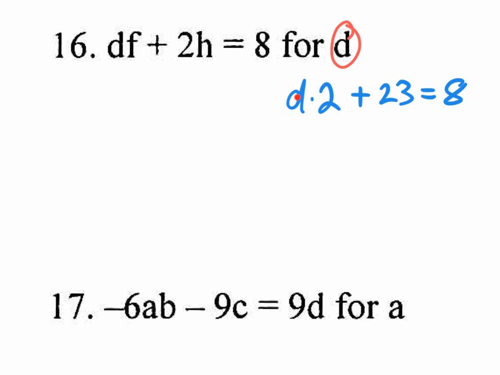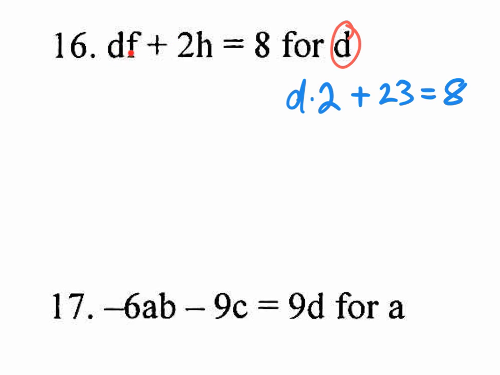What would you do first right here to start getting D by itself? You would subtract 23, right? So let's think about that first step here, and let's go over here. What would be your first step right here? Subtract what? 2H, right?